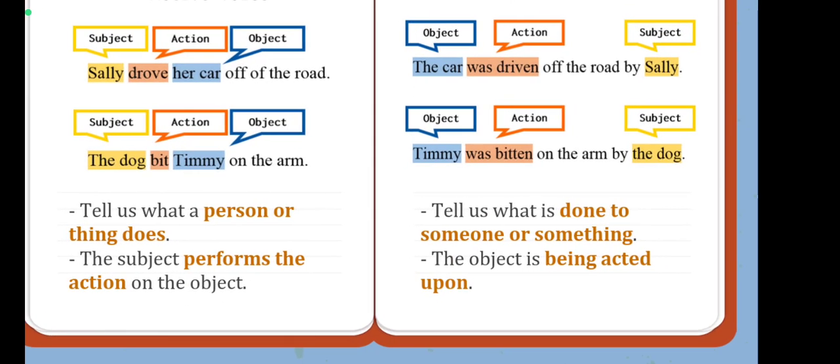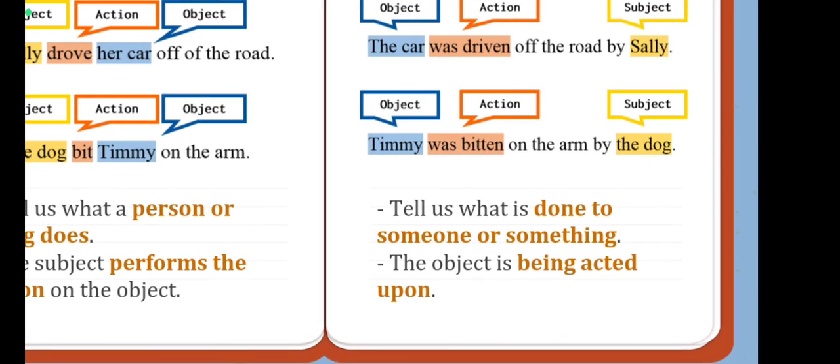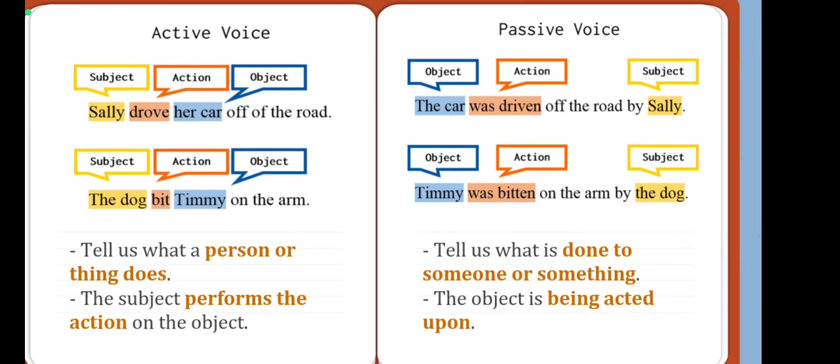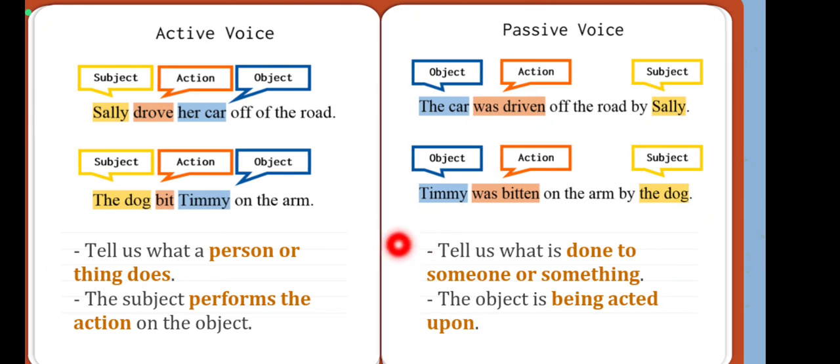Okay, so let's pass to the next one. Awesome. Valerie, are you there? Can you read this definition, which is the definition of passive voice? Yes. Passive voice tells us what is done to someone or something. The object is being acted upon.